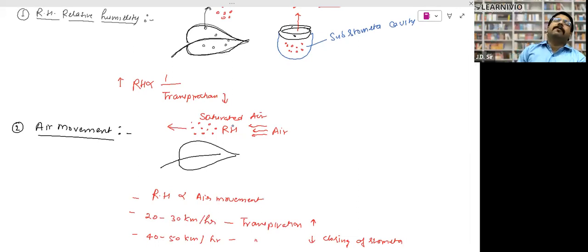Air movement. Tell me, this question has been asked. If there is a stormy season or stormy weather, will the transpiration be high, stop, low, or no transpiration? Suppose the stormy situation is there and the wind is blowing with very fast speed. So what will happen? Will there be transpiration? Will it be increased, or will it be decreased?